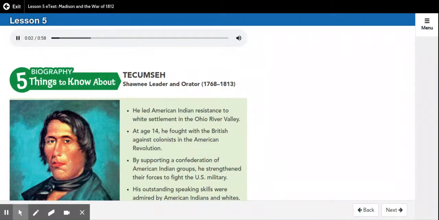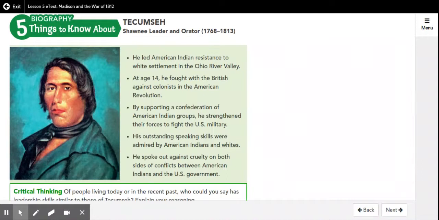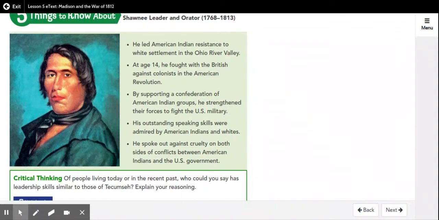Biography. 5 things to know about Tecumseh, Shawnee leader and orator, 1768 to 1813. He led American Indian resistance to white settlement in the Ohio River Valley. At age 14, he fought with the British against colonists in the American Revolution. By supporting a confederation of American Indian groups, he strengthened their forces to fight the U.S. military. His outstanding speaking skills were admired by American Indians and whites.